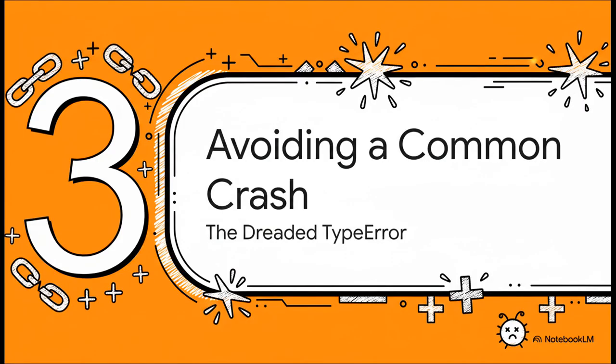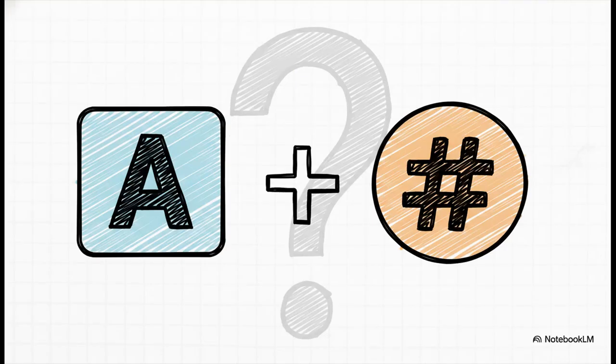Now that plus operator is super simple, right? But it has one major pitfall that you absolutely have to know about. This is something that trips up everyone at first and can bring your program to a screeching halt. So let's imagine this scenario. You've got some text, like the string age, and then you have a number, like say 30. Naturally, you want to combine them. What do you think happens when you try to just add them together with that plus sign?